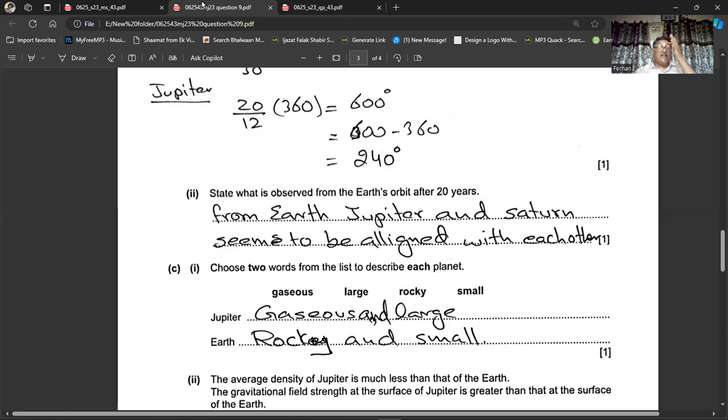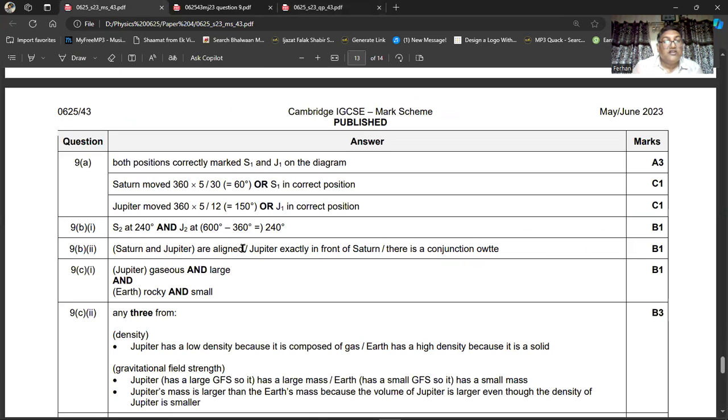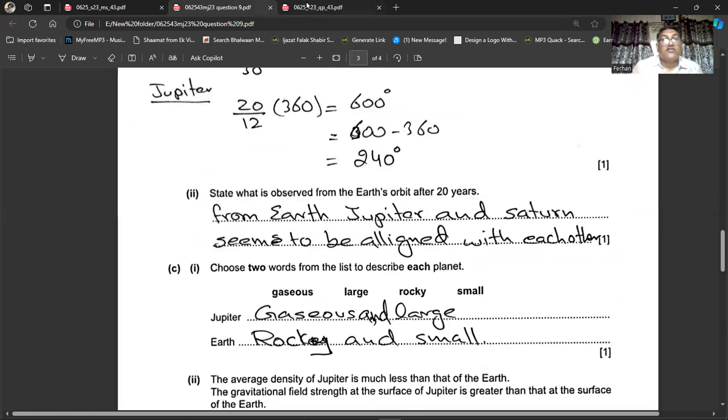Jupiter, gaseous and large. For Earth, rocky and small. Let me show you the marking scheme. So you can look at here. Our answer is right. Okay, so we are going to the next part.